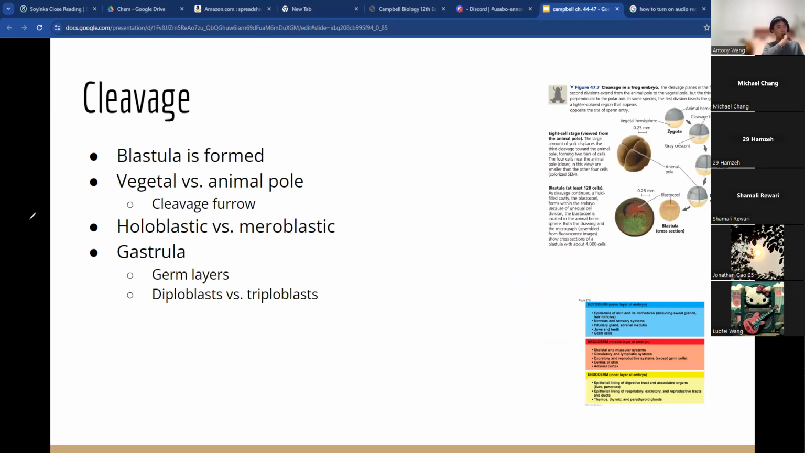So cleavage can either be holoblastic or meriblastic. What does that mean? Holoblastic cleavage means the line of cell division goes completely through the egg, like it splits the egg exactly in half. Meriblastic cell division, on the other hand, means the cleavage only goes halfway or three-quarters of the way through. Basically, it doesn't cut the egg entirely in half.